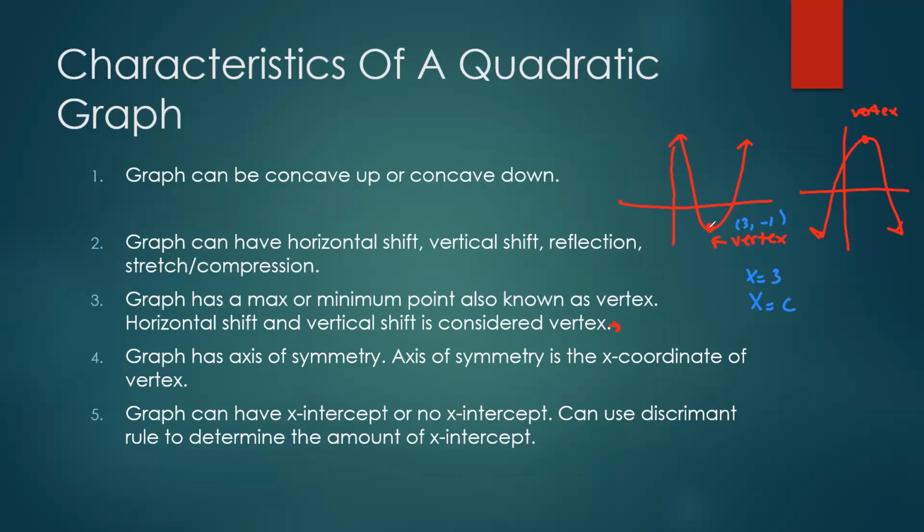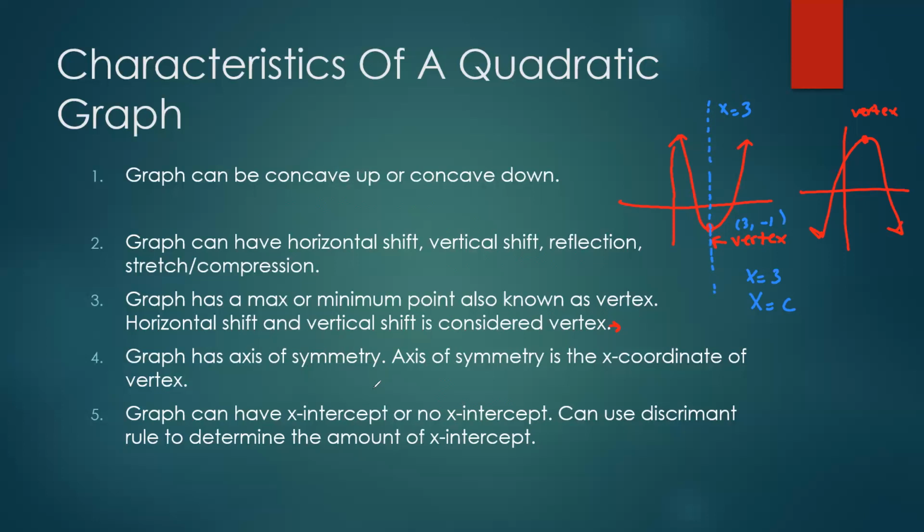And what does that look like? It's basically a vertical line, so you would draw a vertical line like this. And then this would be x equals 3, just like that. Okay, so that is the axis of symmetry. It's pretty much the x-coordinate of the vertex.